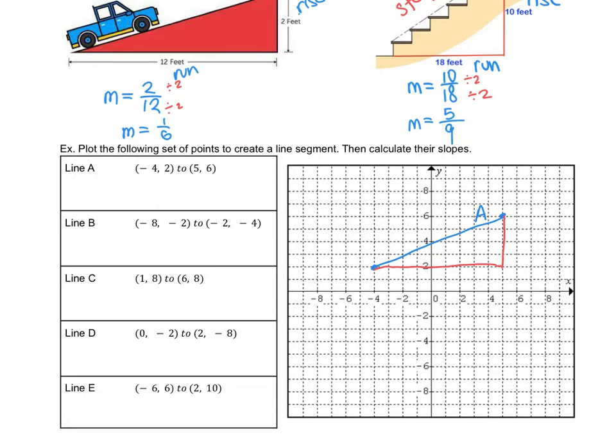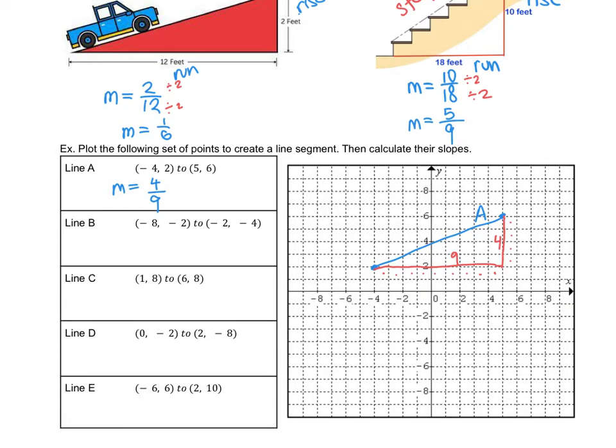And now let's count. Remember, rise comes first, so I'll count that first. 1, 2, 3, 4 for the rise. 1, 2, 3, 4, 5, 6, 7, 8, 9 for the run. So when we put that together, rise over run, it's going to be 4 over 9 for line A.